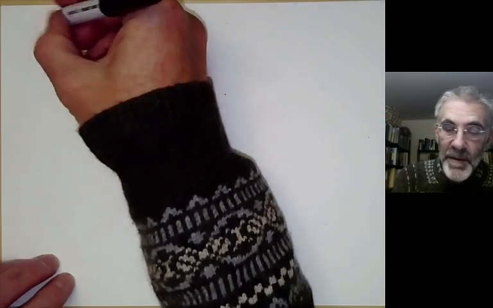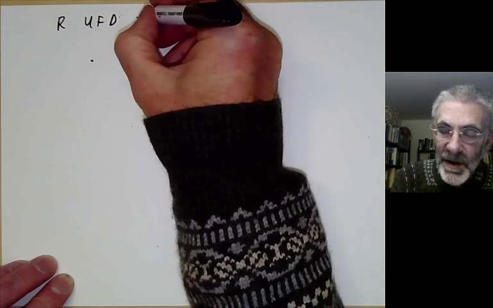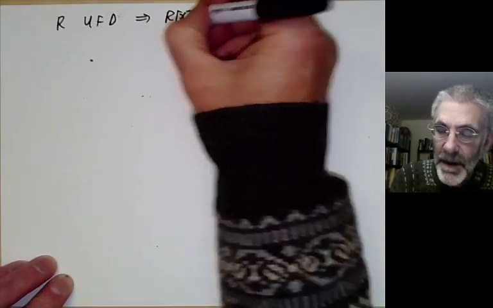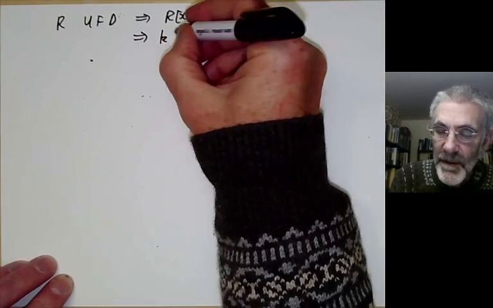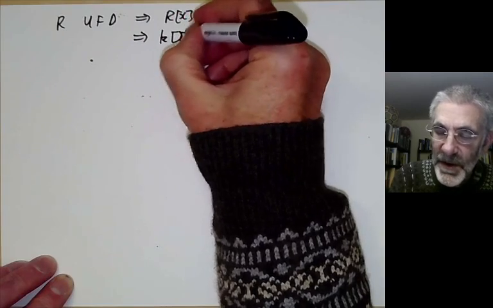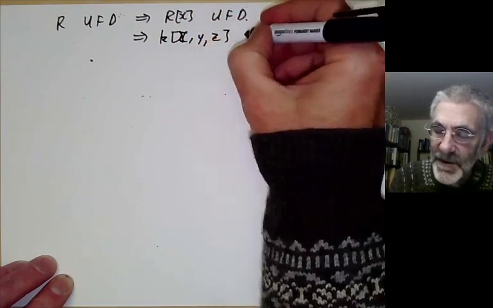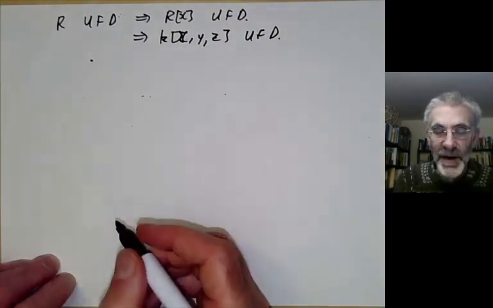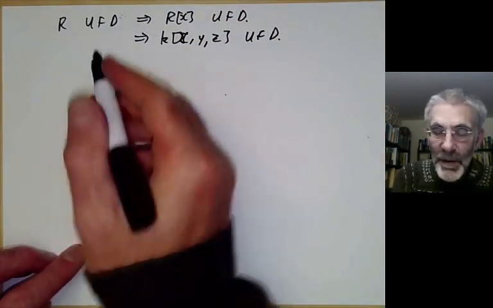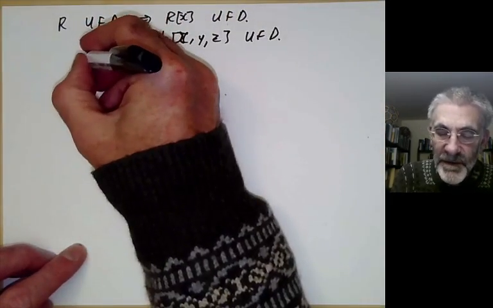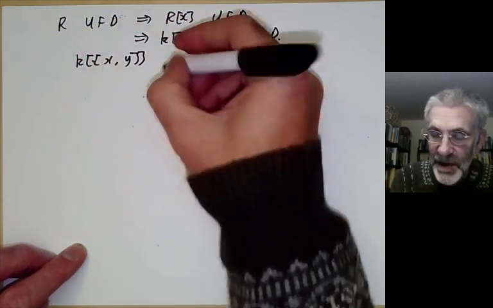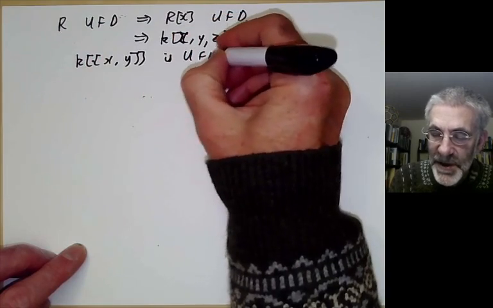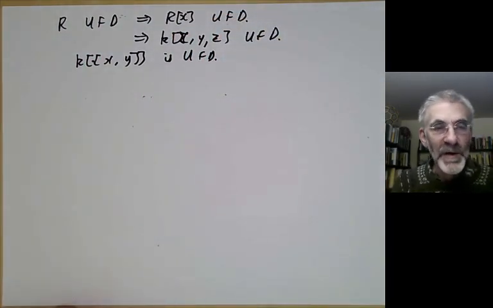We also showed that if R is a unique factorization domain, this implies R[X] is a unique factorization domain. And this implies if you've got the ring of polynomials over a field in several variables, this is a unique factorization domain. And what we want to do now is to show that the ring of formal power series in several variables, let's just do 2 variables, is a unique factorization domain.